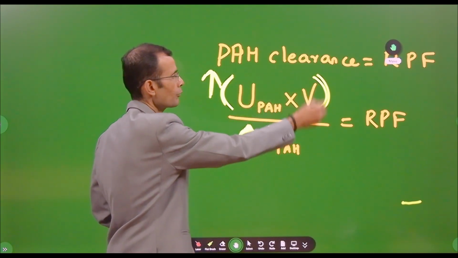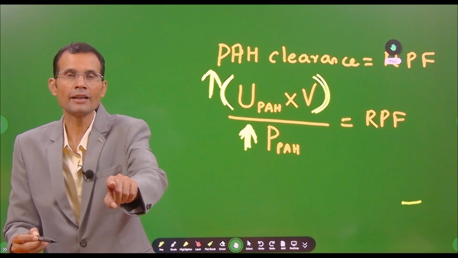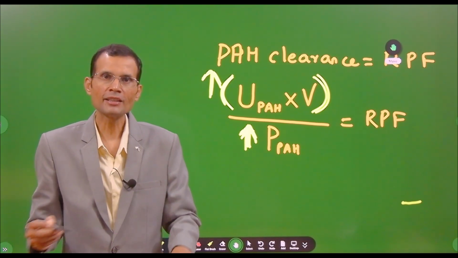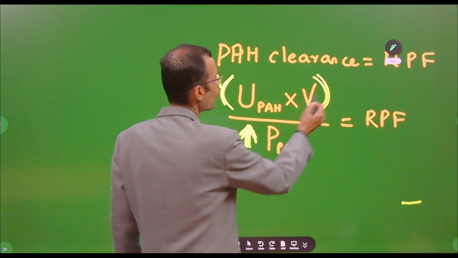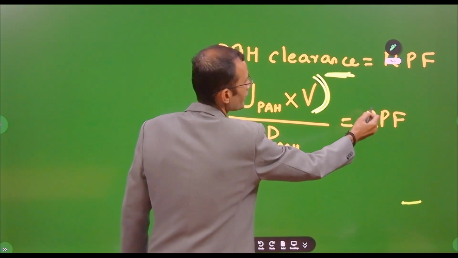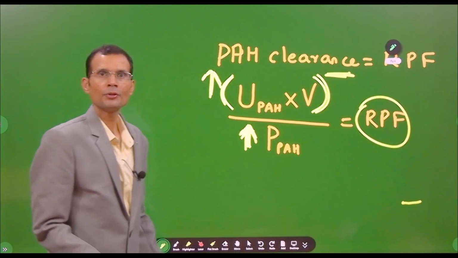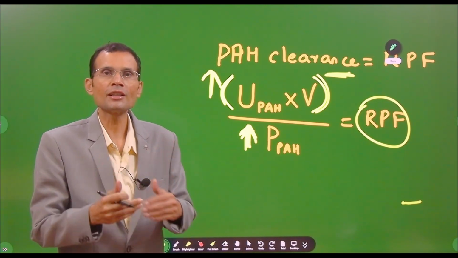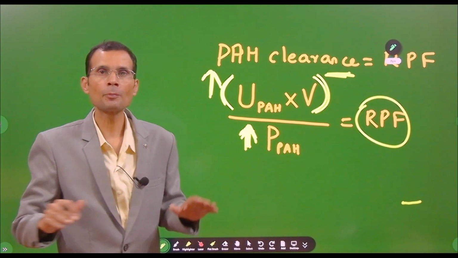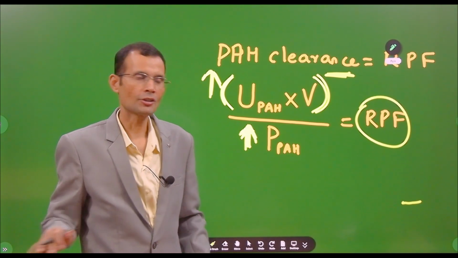That means the entire value will decrease, and therefore PAH clearance decreases. PAH clearance is equal to renal plasma flow; we take it as renal plasma flow. So that means an erroneously lower renal plasma flow will be measured.